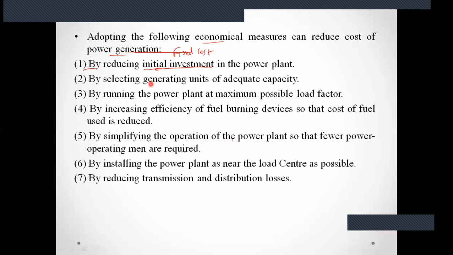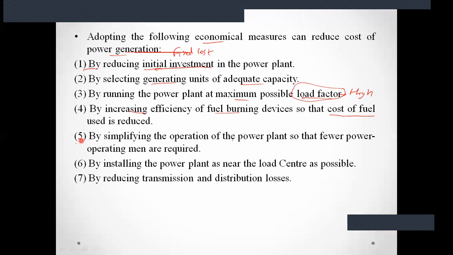Then, by selecting generating units of adequate capacity, and by running the power plant at the maximum possible load factor. We have discussed load factor: it should always be high, and if we run at a high load factor, we can reduce the cost. Then, by increasing the efficiency of the fuel burning devices, the cost of the fuel will be reduced.